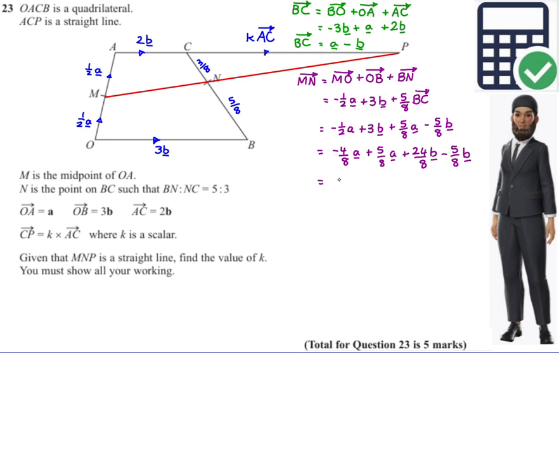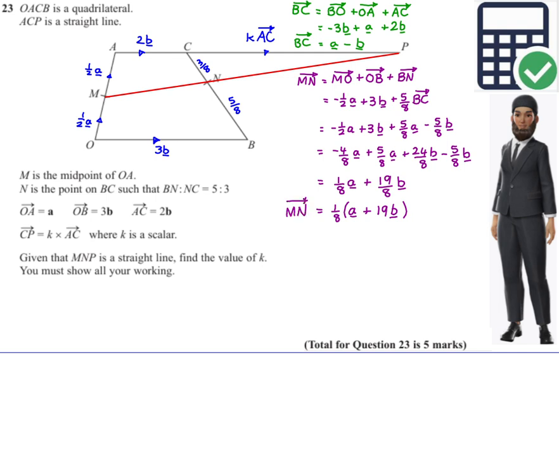That would work out to be 1 over 8 a, 1/8 of an a, plus 19 over 8 b in terms of b. So I could factorize this, take out an 8th as a common factor, and I'll be left with a plus 19b. And this is the value of MN.